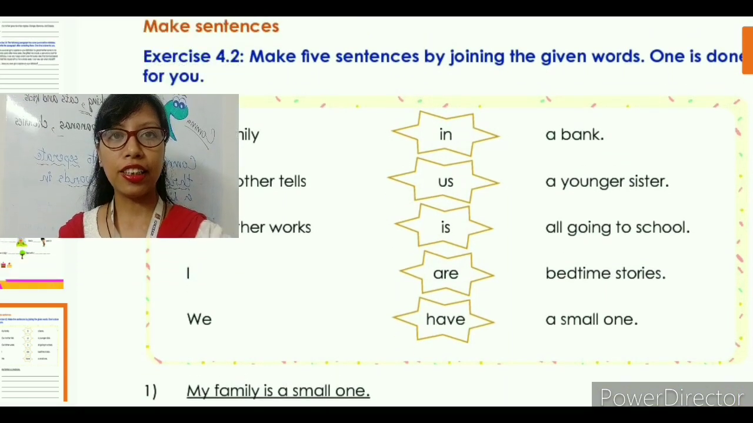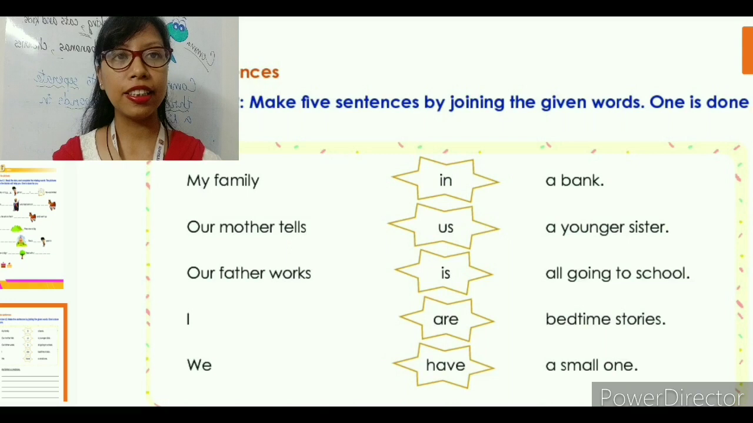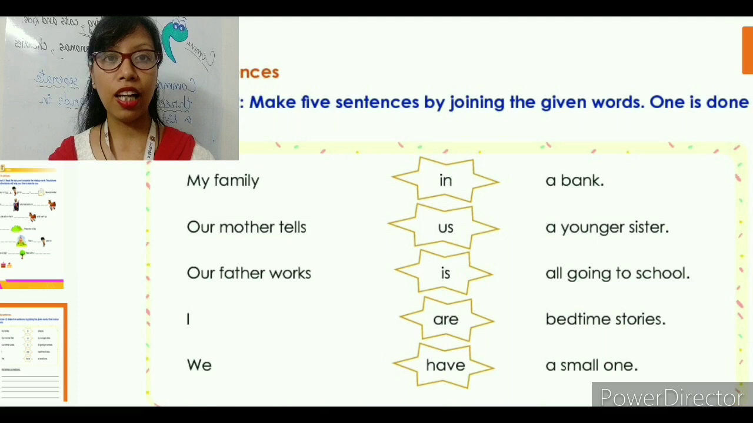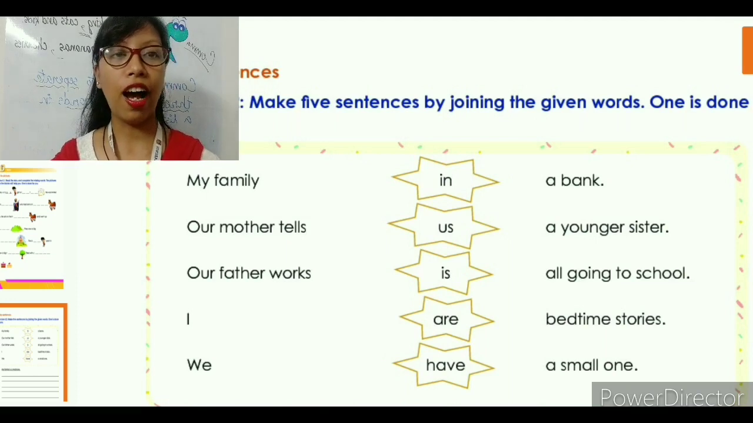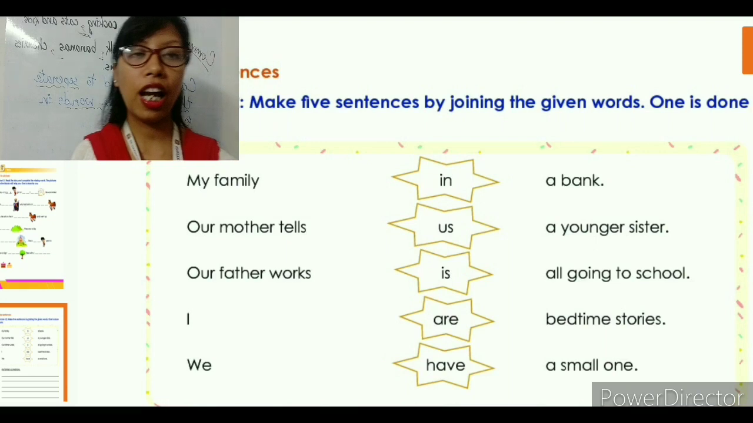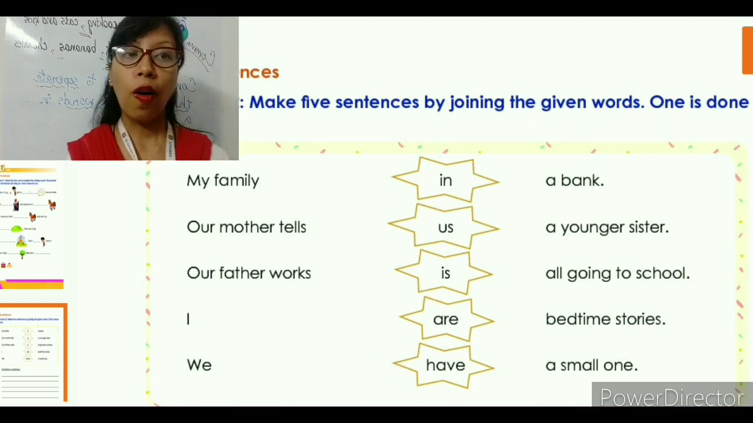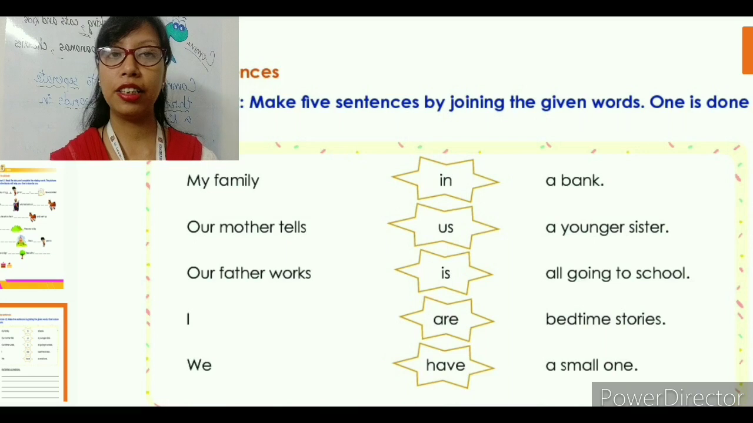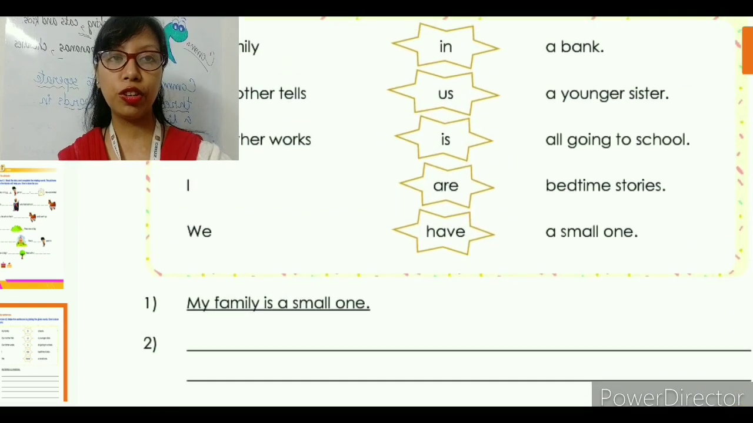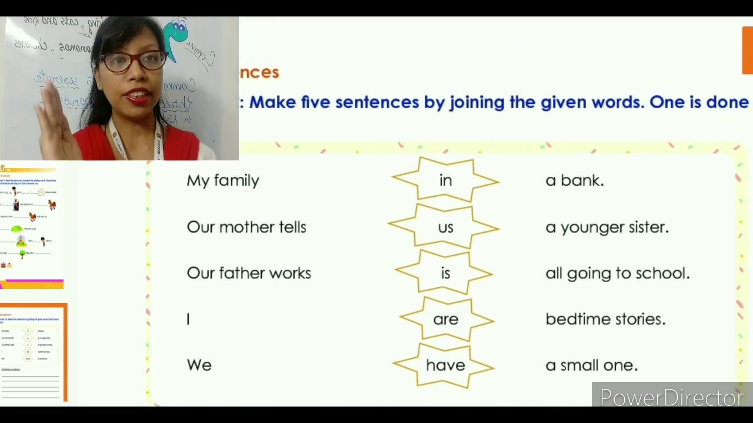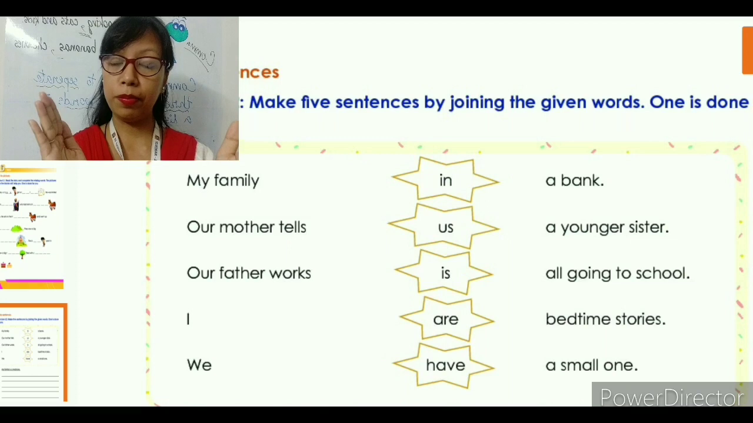So here, if you see, this is exercise 4.2. Make 5 sentences by joining the given words. One is done for you. My family, our mother tells, our father works, I, we. Then in the middle we have in, us, is, are and have. And on the right hand side there is a bank, a younger sister, all going to school, bedtime stories, a small one. So you have to make a sentence using the left hand side with the right hand side by joining the middle words.